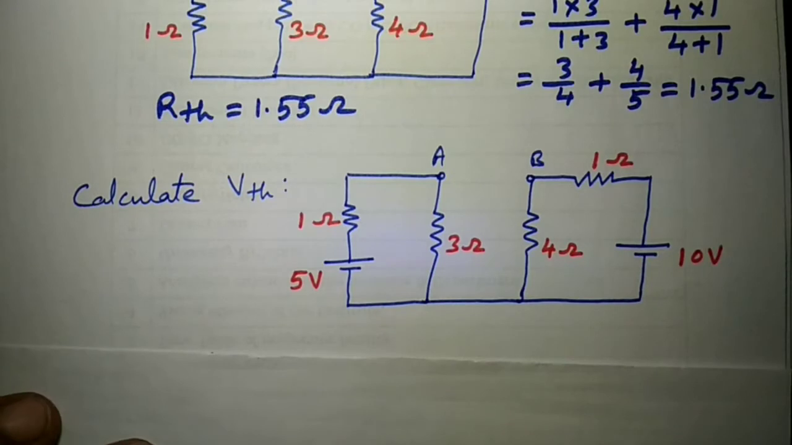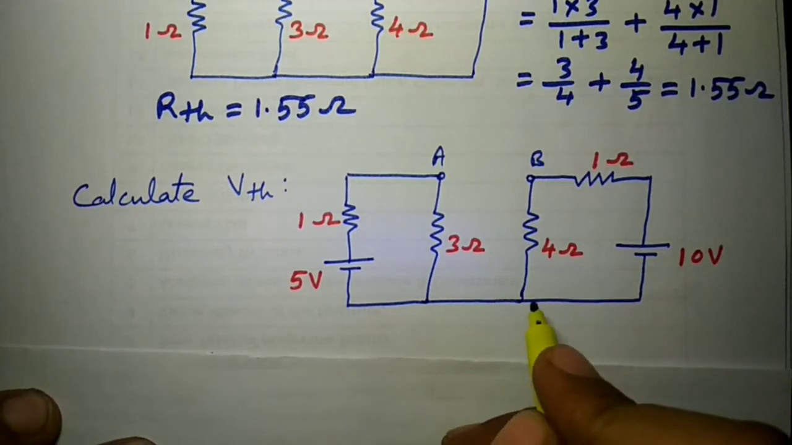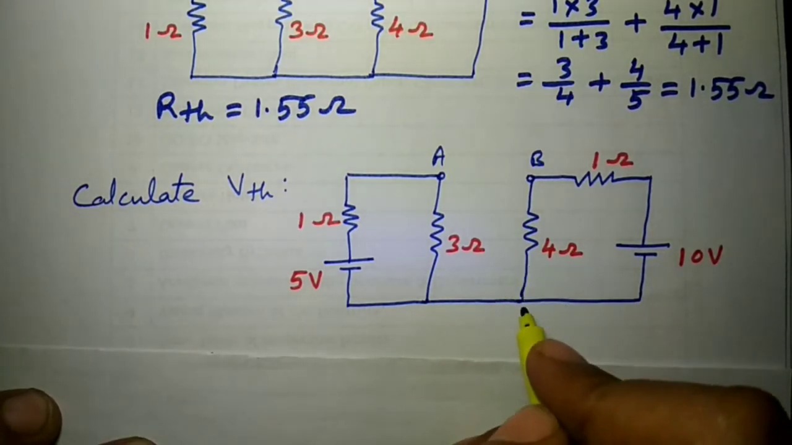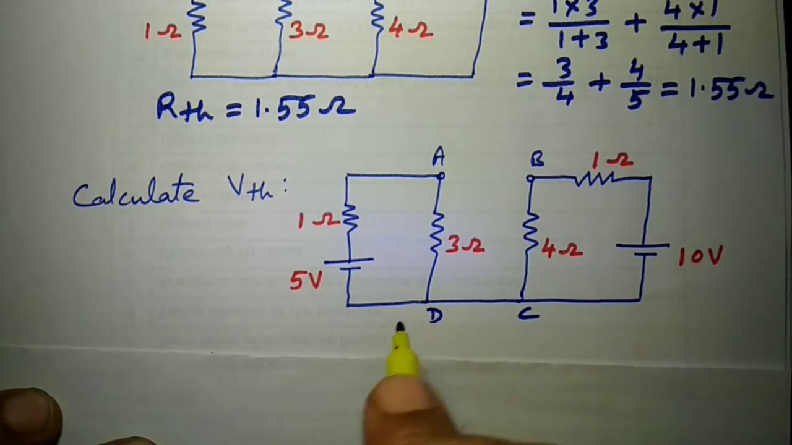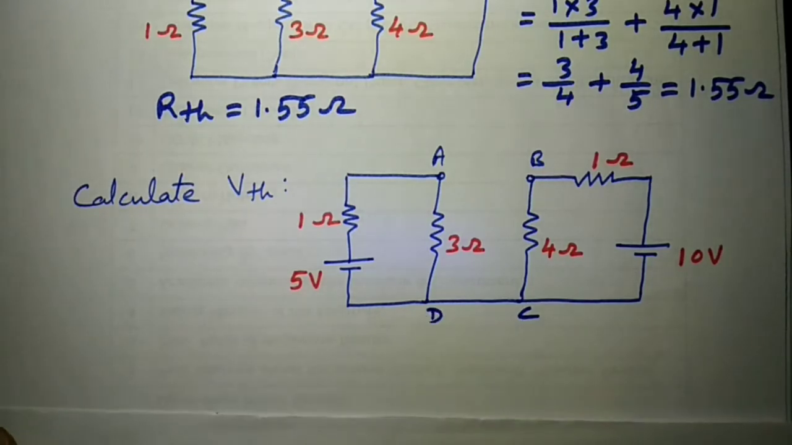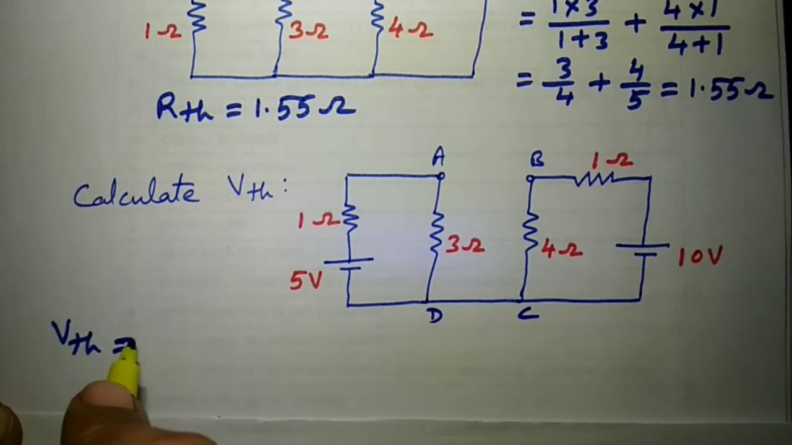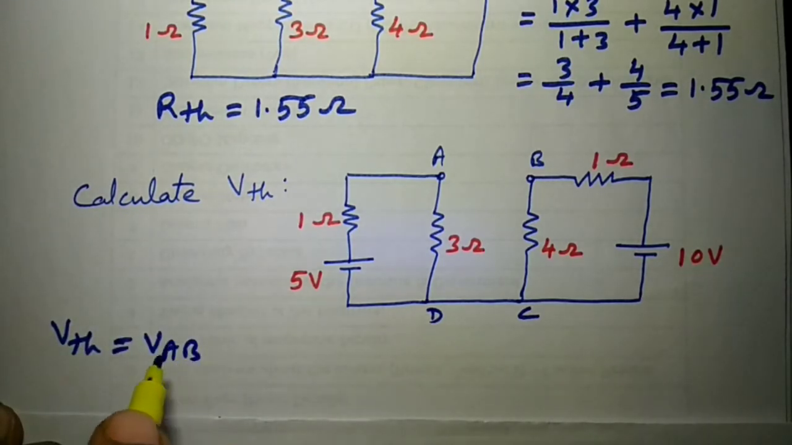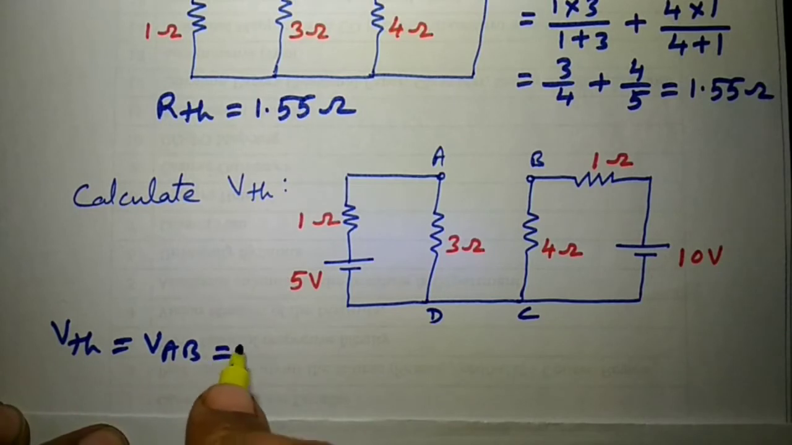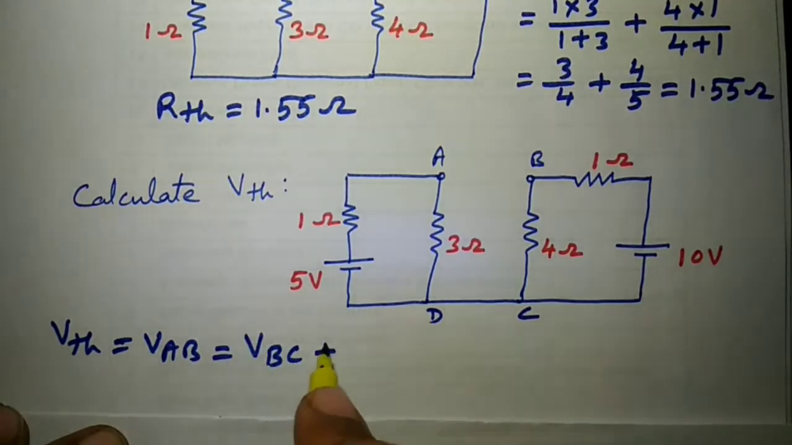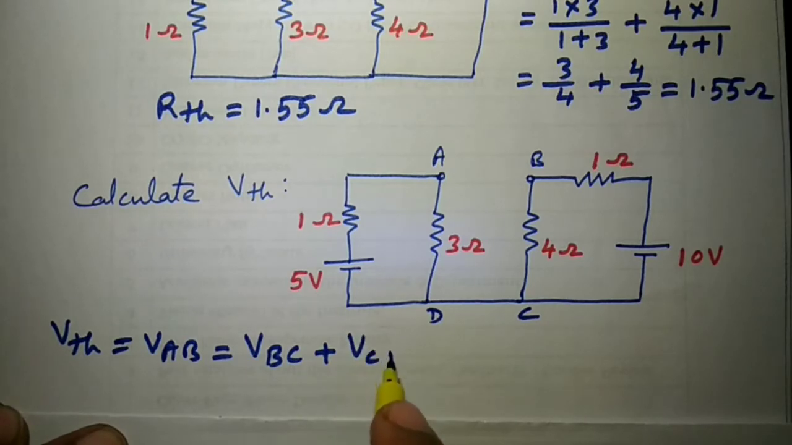So here when we calculate the VTH, let's say it is C and D. So the value VTH will be voltage across A and B, and that is voltage across B and C plus voltage across C and D and voltage across D and A.